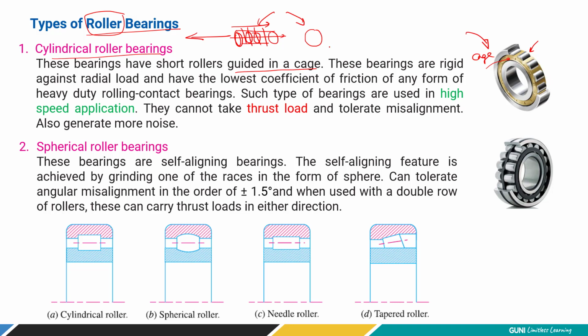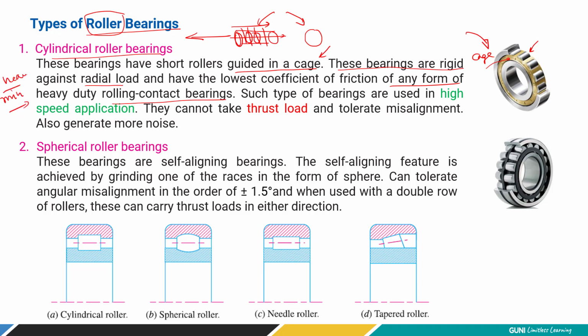These bearings are rigid against radial load. See, try to read the statements. They're giving you some information, right? So these roller bearings are basically rigid in construction. They can take a very good amount of radial load and have the lowest coefficient of friction of any form of heavy duty rolling contact bearing. That means they offer minimum friction, right? Also they are going to take heavy load.